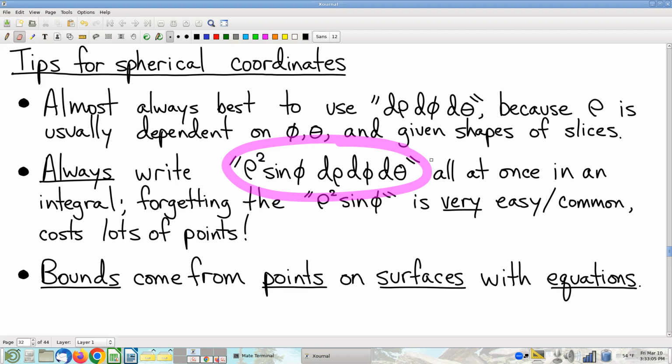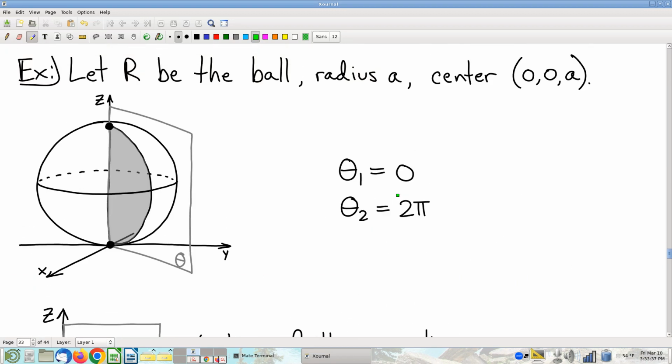So please, along those lines, please don't ever write down just d rho, d phi, d theta by itself. What sense does that make? It's not a thing. If you've been asked to compute an integral dx, dy, dz, d rho, d phi, d theta does not naturally have anything to do with that by itself. So why write it down? It really makes a lot of sense to write down this whole thing all at once for this combination of reasons.